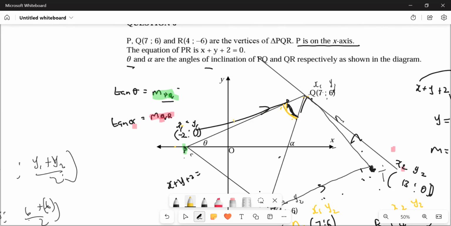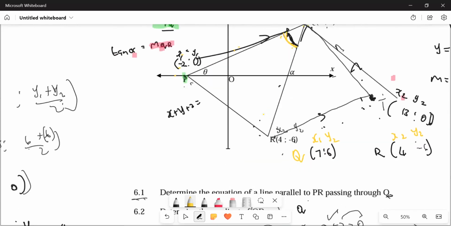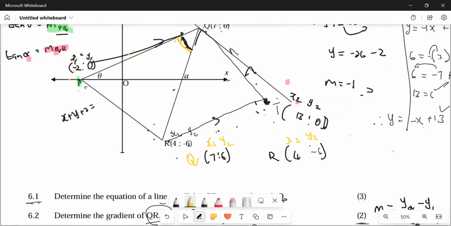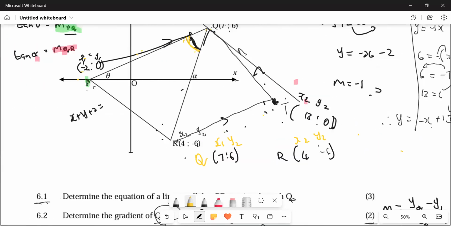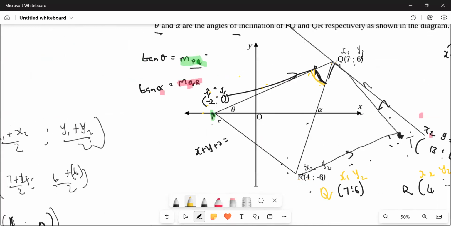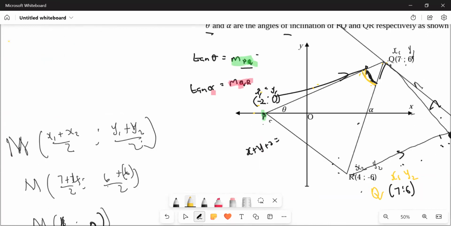If you haven't calculated the gradient of PQ, calculate the gradient of PQ. Do we know what is the gradient of PQ? I think we found it. Did we get the gradient of PQ? We didn't get it. Let's get the gradient of PQ. We're going to tell them which is the M of PQ.